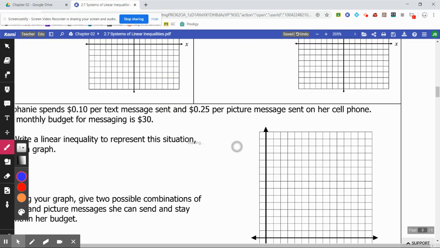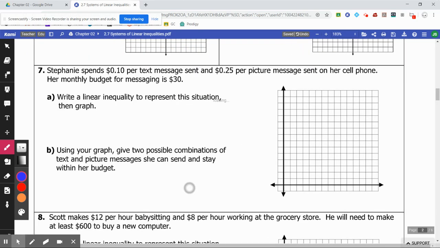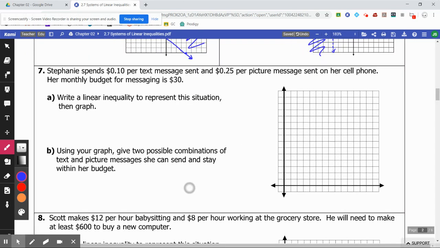Okay, word problem. Let me zoom out. It says Stephanie spends 10 cents per text message sent and 25 cents per picture message sent on her cell phone. Her monthly budget for messaging is $30. So she has to stay below 30. So the amount she spends is less than or equal to, she doesn't have to spend all of it, less than or equal to 30.